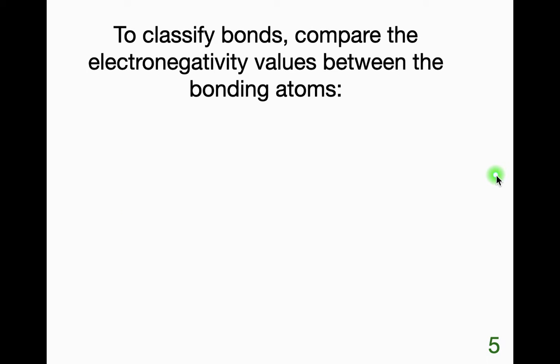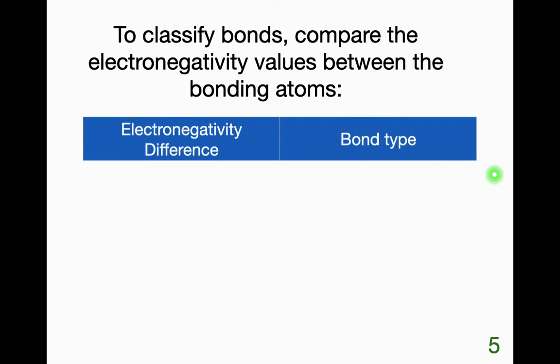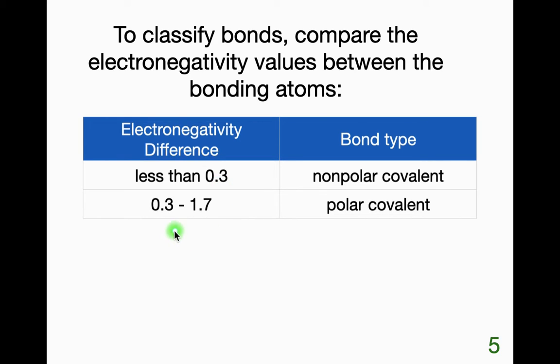To classify bonds, compare the electronegativity values between bonding atoms. So it's the difference. It's not the electronegativity value, it's the difference in electronegativity value between the bonding atoms. If it's less than 0.3, then it's referred to as being nonpolar covalent. A good analogy, it's like playing tug of war with somebody who's almost equally as strong as you. One person is not going to pull any harder than another. And that's what we mean by nonpolar. The difference is less than 0.3, then both atoms have a very, very equal attraction for the shared pair of electrons. If it's between 0.3 and 1.7, then it's polar covalent.